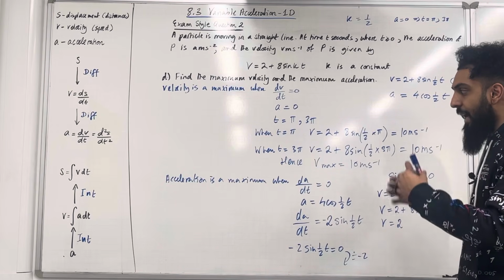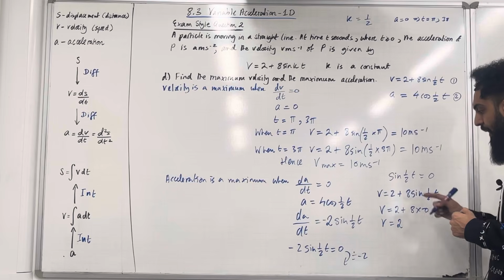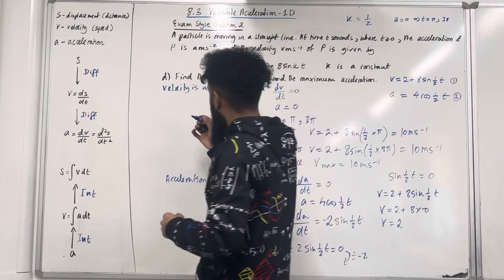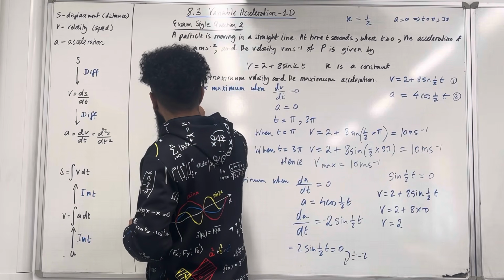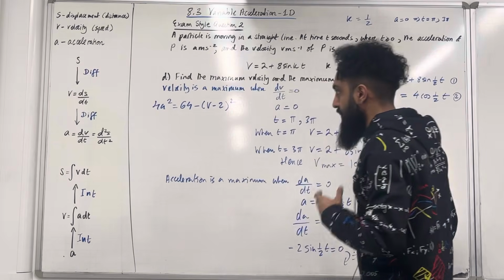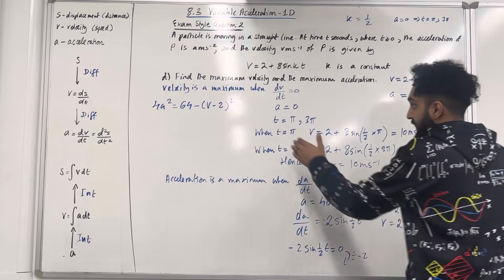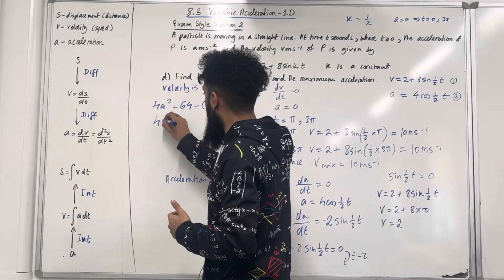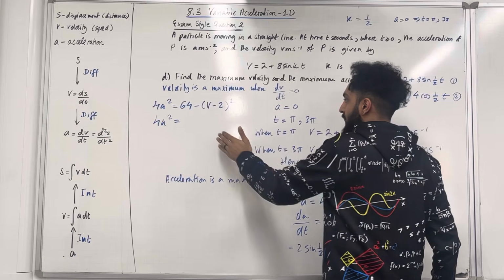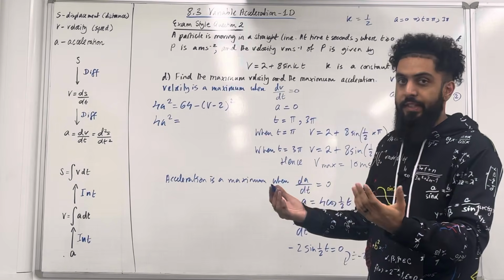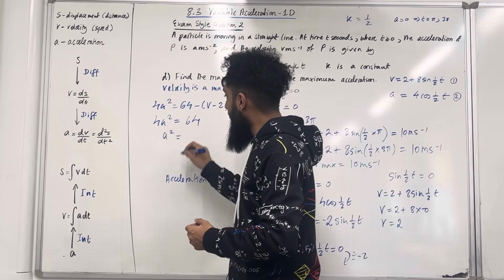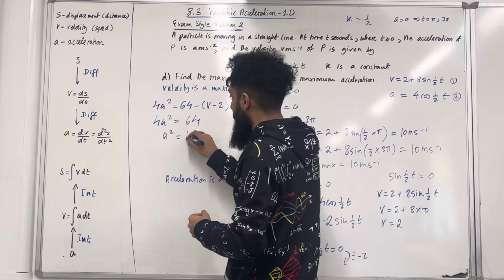To find the maximum acceleration, we have to substitute v equal to 2 into the acceleration equation. So we can use the acceleration equation 4a squared equal to 64 minus (v minus 2) squared. Right, so substituting v equal to 2, we get 4a squared is equal to 2 minus 2 is 0, 0 squared is 0, so we're left with 64 minus 0, which is 64. Hence, a squared is equal to 64 divided by 4, which is 16.